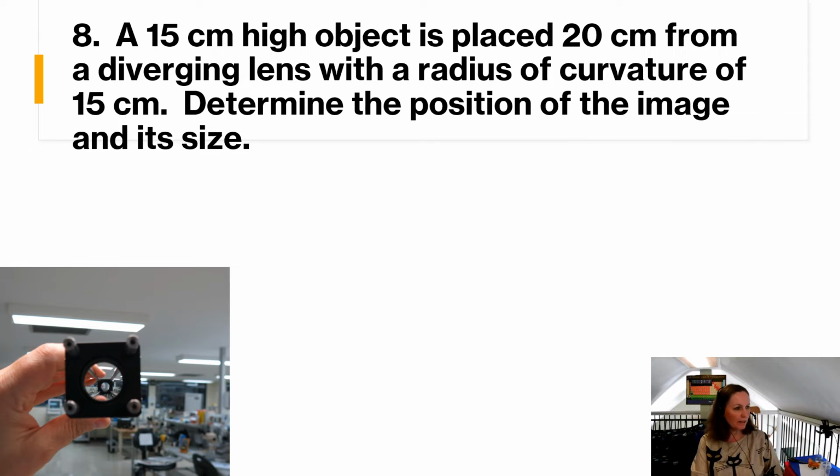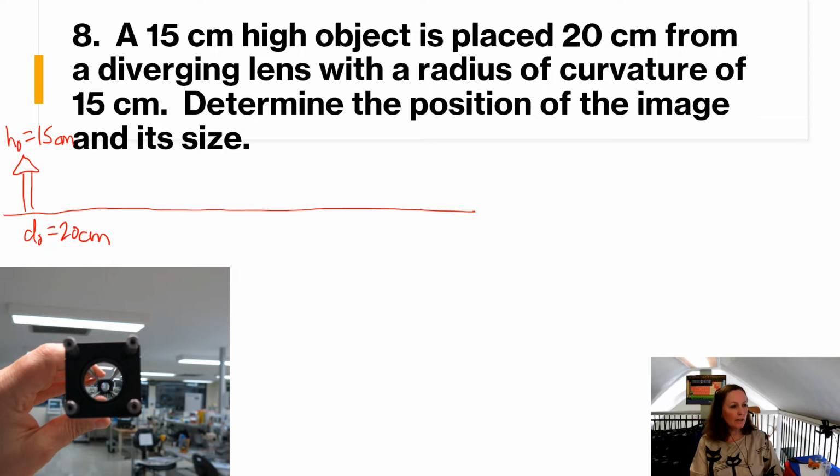So what do we have here? So we have our baseline and we have an object that is 15 centimeters. So height of object, 15 centimeters. And then we also have the distance of the object, which is placed 20 centimeters away. And then we know that it's a diverging lens. And when it's diverging, it's curved this way. And when I think back, I still go back to the spoon. Okay, this is concave, this is convex.